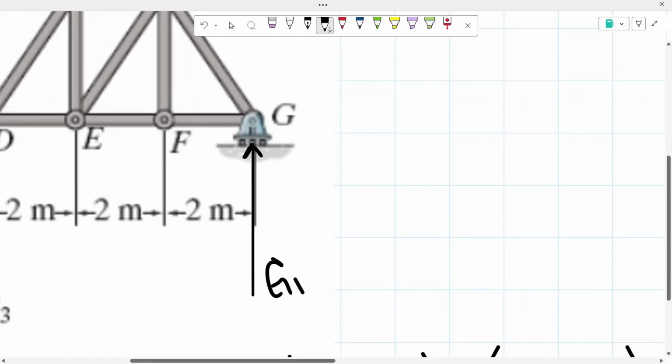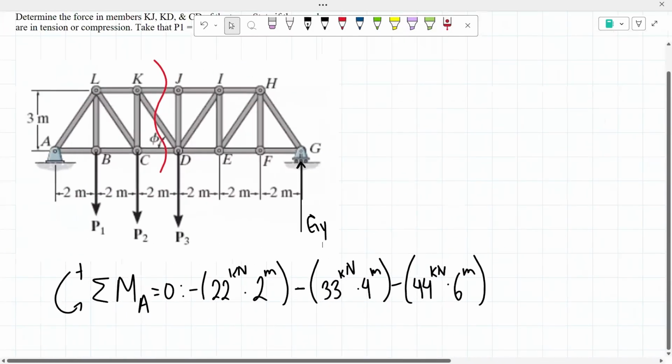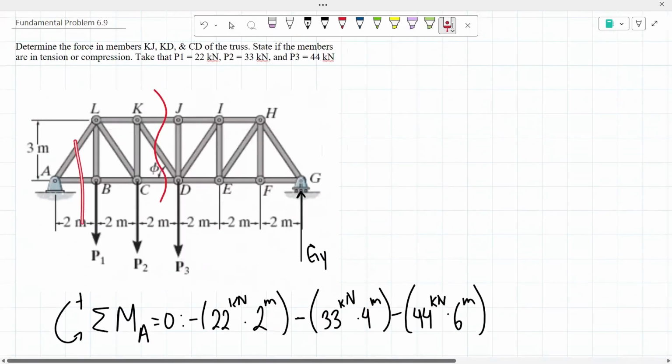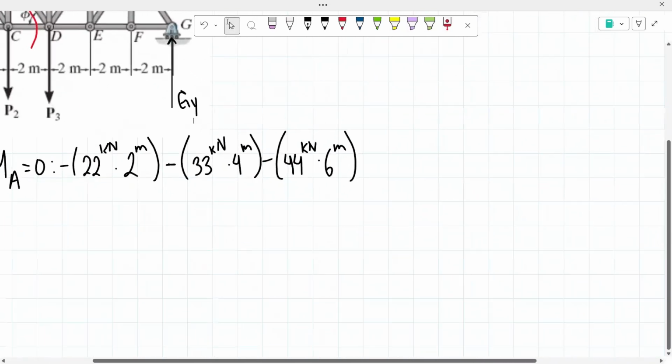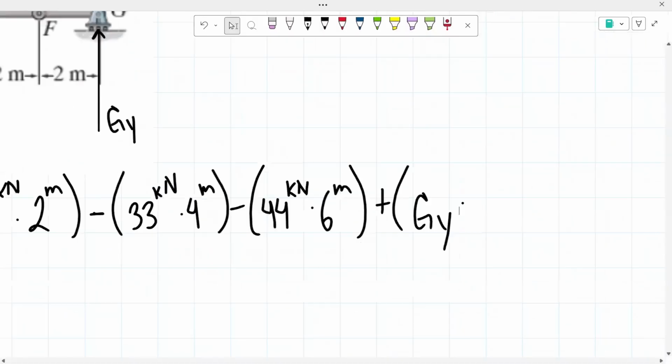So we're going to call it G of Y. Since I'm assuming that it's going upwards, and since it's to the right of our point, we know it's going to be creating a clockwise moment, meaning a positive moment. So a positive moment of a force, that's what we're trying to determine. So G of Y times the distance.